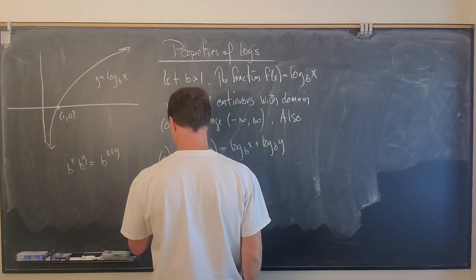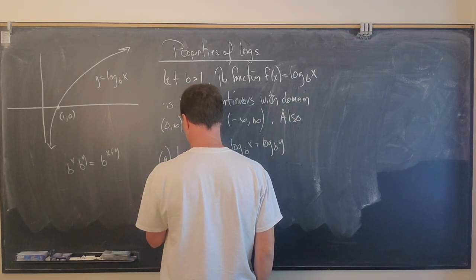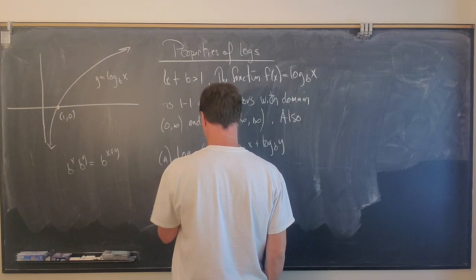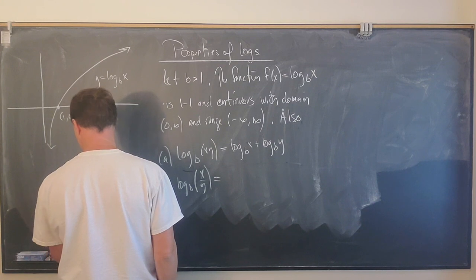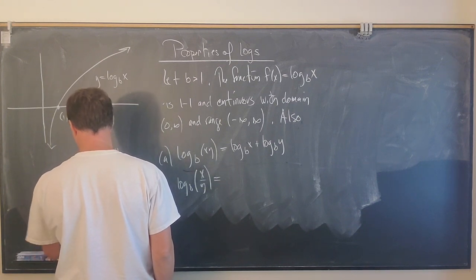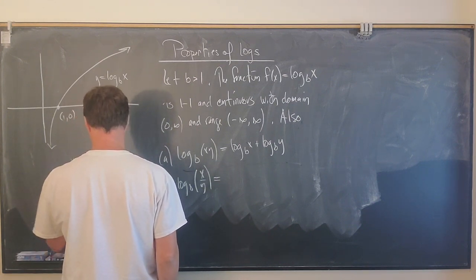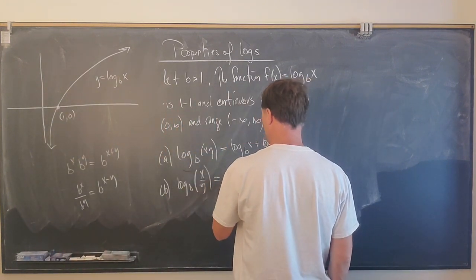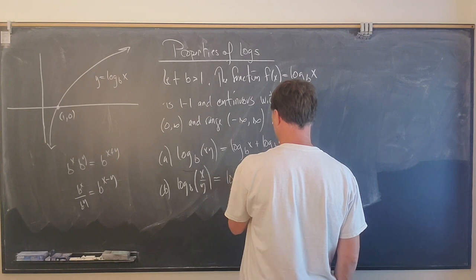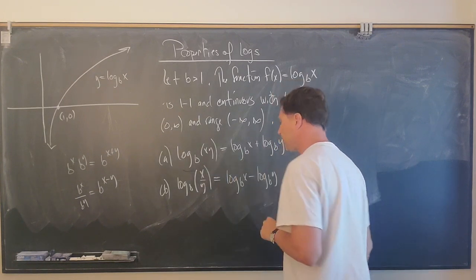Part B, log base b of x divided by y. Well, what happens when you divide exponentials, b to the x over b to the y? You subtract the exponents. And so what we get here is log base b of x minus log base b of y.